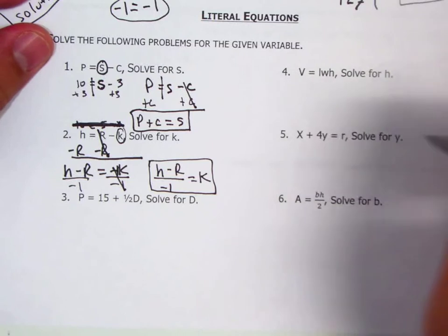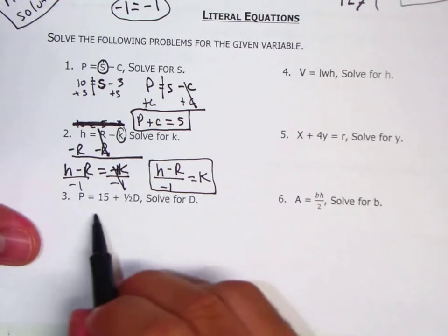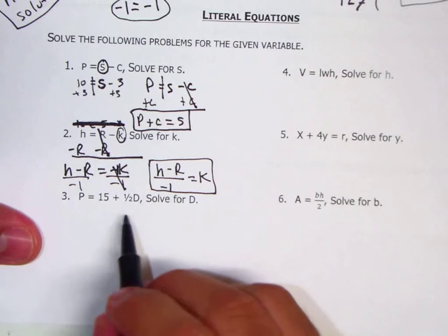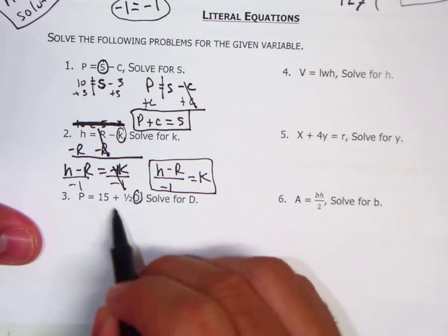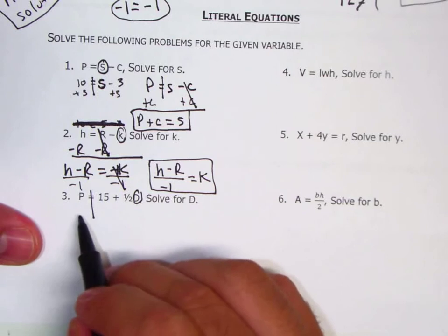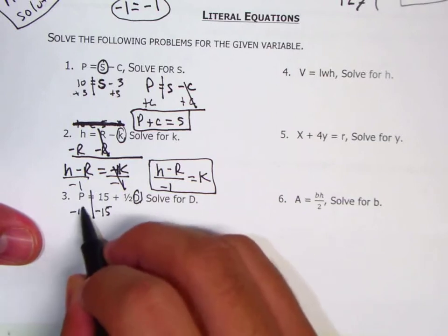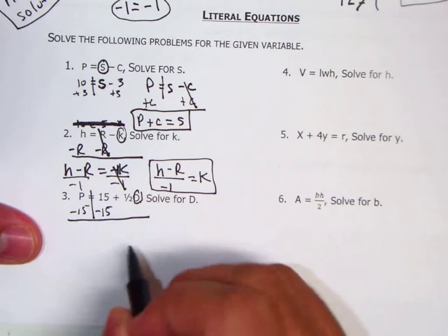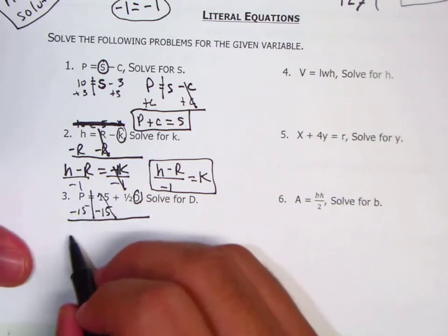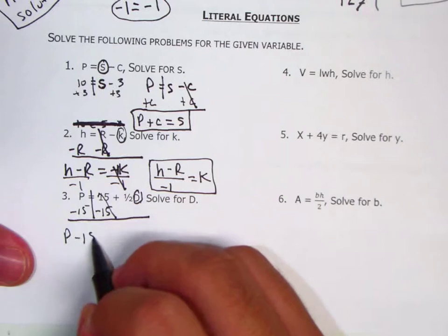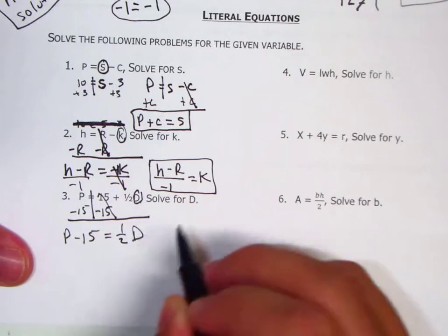We're going to do a couple more. We'll do 3 and 4 here. So here you have P equals 15 plus 1/2 D. Well, there's a number there, so hopefully we know what we need to do. We're solving for D, so this 15 needs to go. Since it's going to go across the equal sign, it needs to be the opposite, which is minus. This will cancel. Now, since we don't know what P is, we just have to leave this as P minus 15 equals 1/2 D.